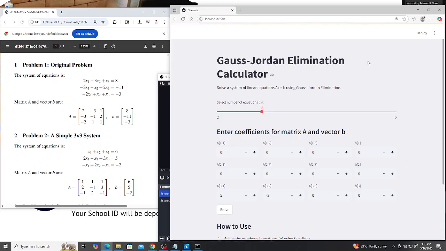It is a powerful tool designed to solve systems of linear equations in the form of Ax equals b. Here, A represents the coefficient matrix, x is the vector of unknown variables, and b is the right hand side vector. This calculator uses the Gauss-Jordan elimination method, a systematic process that transforms the augmented matrix into reduced row echelon form to find the solution.